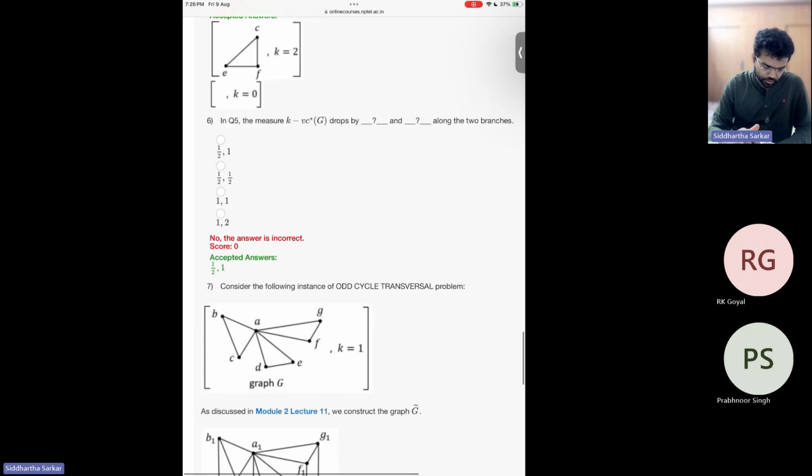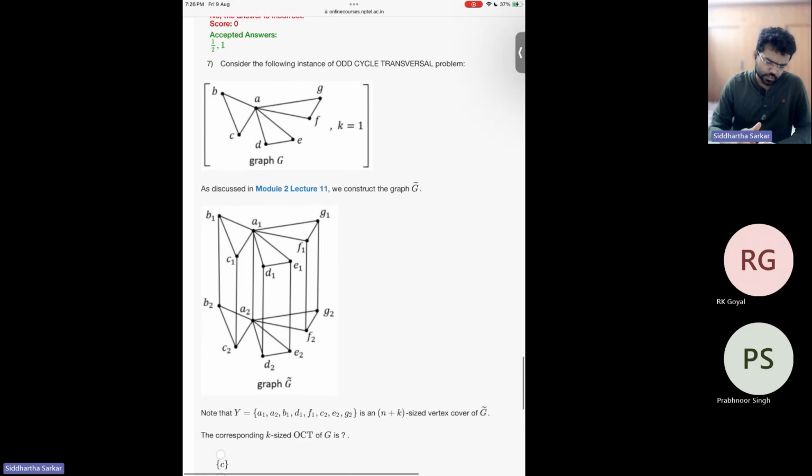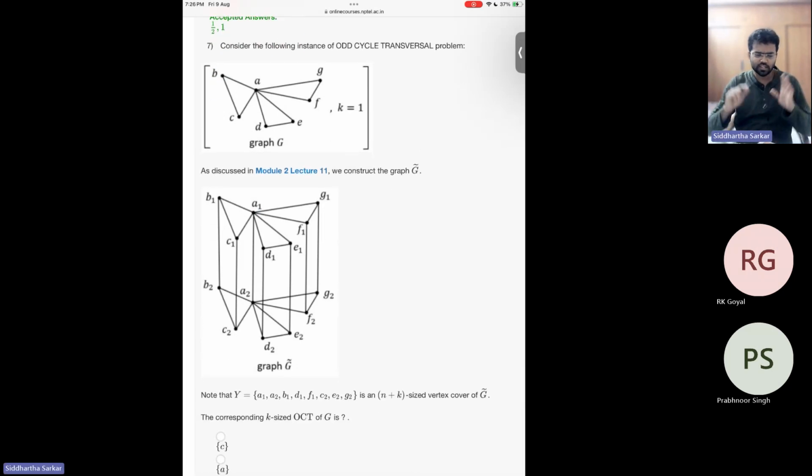We have already taken care of 6 questions. In the next 10 minutes or so, we should be done. So let's look at this question. So what is an odd cycle transversal? Similar thing. We have seen that in feedback vertex set, we are asking what is the minimum number of vertices we should delete so that all the cycles are destroyed. So here we are asking what is the minimum number of vertices that we should delete such that the graph becomes bipartite.